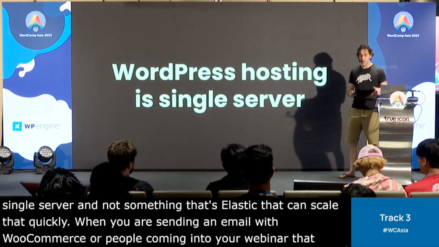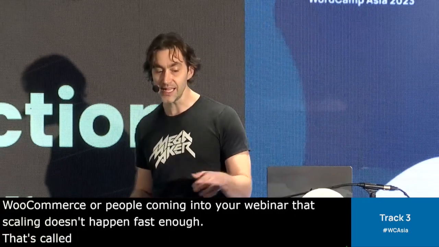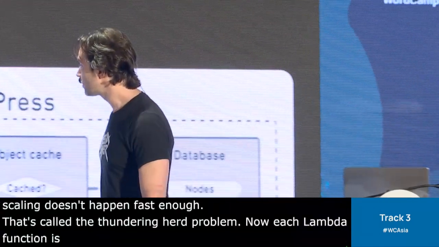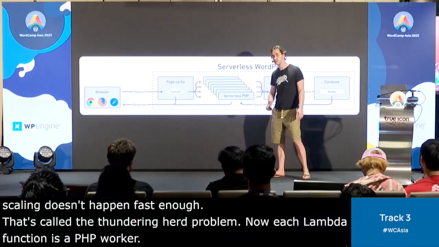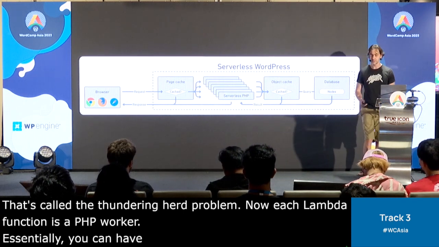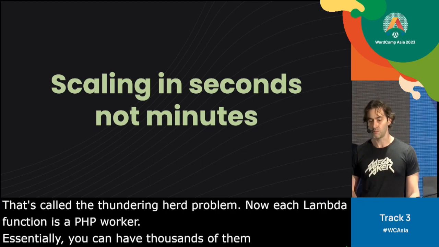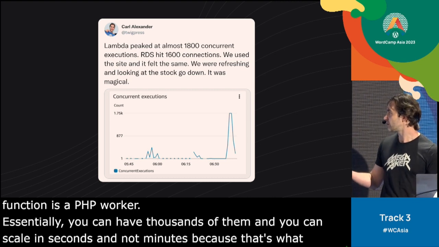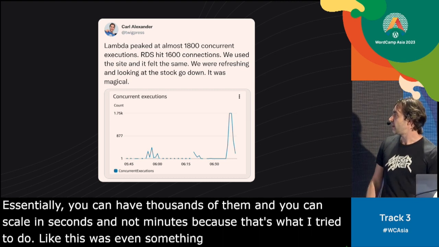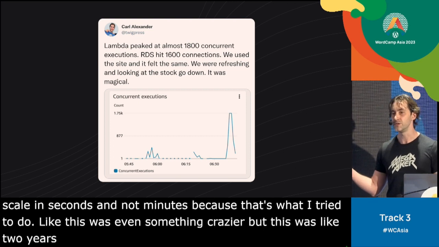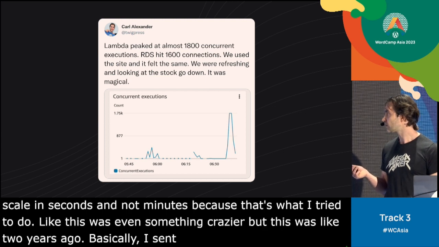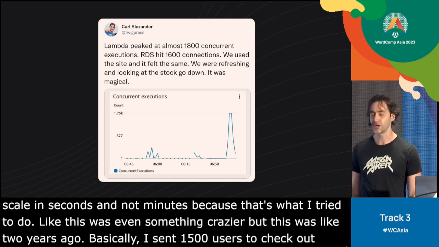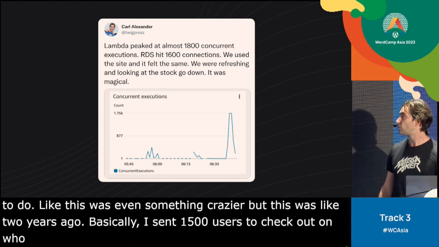So with this, like I said, each Lambda function is a PHP worker. So essentially, you can have thousands of them. And you can scale it in seconds and not minutes. Because that's what I tried to do. This was about 2 years ago, and basically, I sent 1,500 users to check out on WooCommerce, and we basically got to 800 concurrent. So that means it was 1,800 PHP workers running.